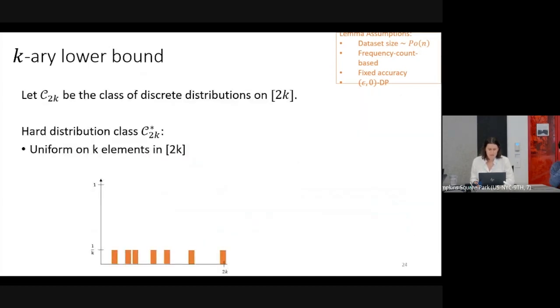All right, so the hard class of distributions that we're going to consider are ones that are uniform on k out of 2k elements. So it's uniform on half of the space.